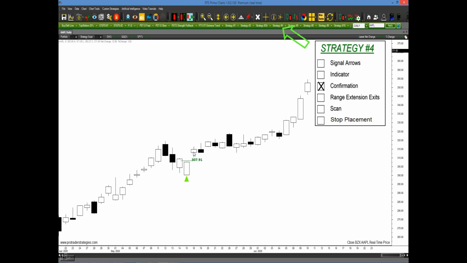Now you can see we gapped up. So it's your choice, having a pre-market indication, if you wanted to purchase it or not. It's up to you. Remember, you're in charge of your trading, not us. This is not a system.